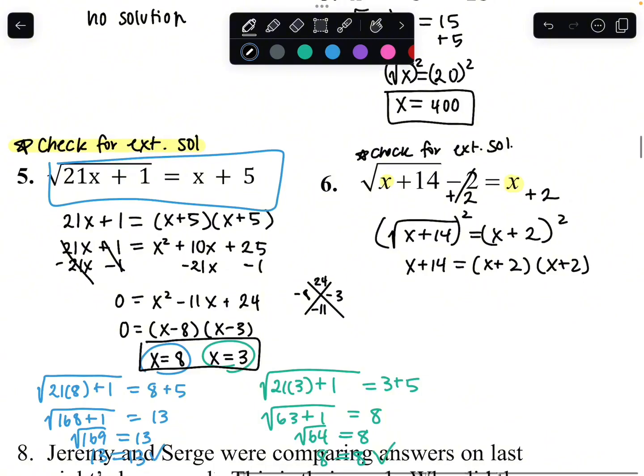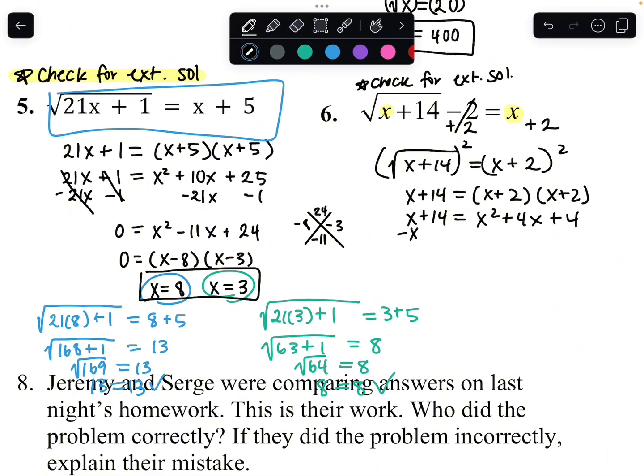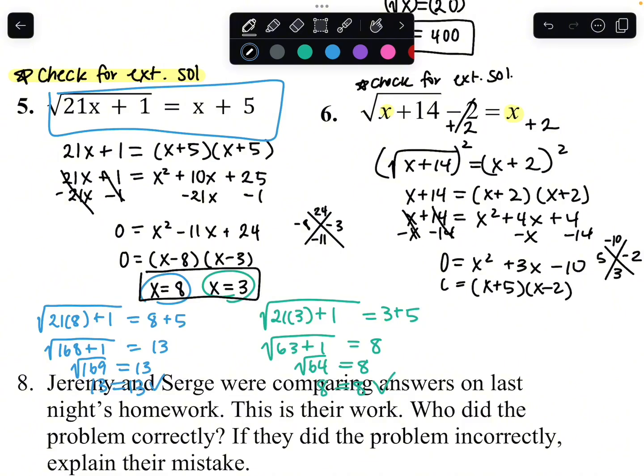I'm going to write that as x plus 2 so you don't distribute the square. FOIL the right side, that would give you x squared plus 4x plus 4. It's a quadratic, so move everything to the other side. And so try to factor. We need two numbers that multiply to negative 10 but add to 3. That would be 5 and negative 2. Set each factor equal to 0 and you get negative 5 and positive 2.